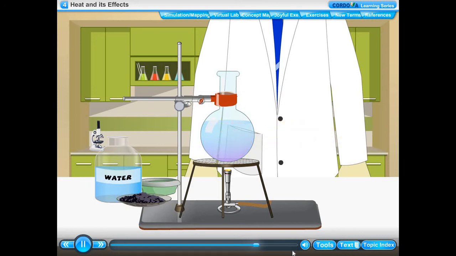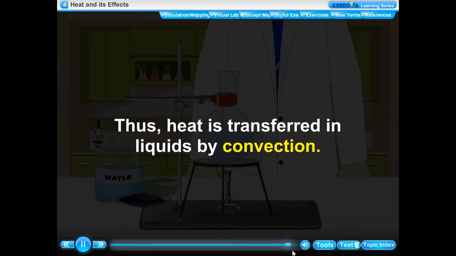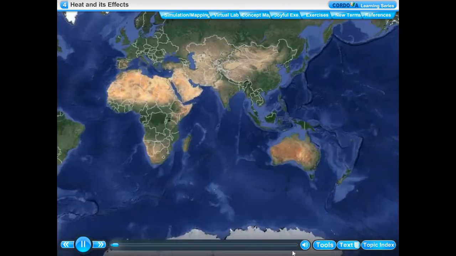After some time, this water also gets heated and rises upwards, and colder water from above comes down again. In this case, heat is transferred from hot water at the bottom of the flask near the source of heat to the cooler top by the actual movement of water itself. Thus, heat is transferred in liquids by convection.